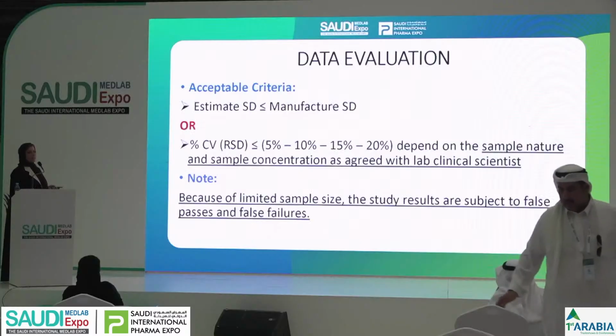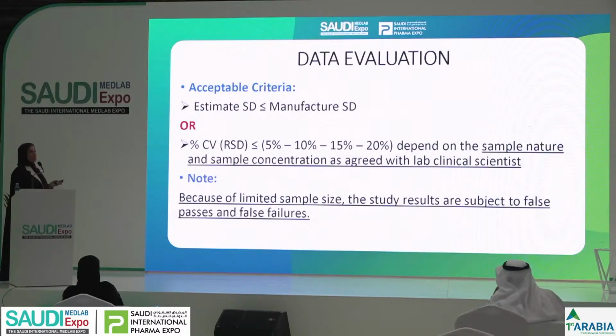Data evaluation: after I do my study, I have, as I mentioned, to estimate the SD that I got. It should be less than or equal to the manufacturer SD, or I can use the CV. The CV here could be less than 5, 10, 15, 20. I'm always being asked what the acceptable CV is here. It depends on the sample nature and sample concentration, as agreed with the lab clinical scientist. Every lab must have a clinical scientist, because he is the expert, and he will give you guidance on when to accept.